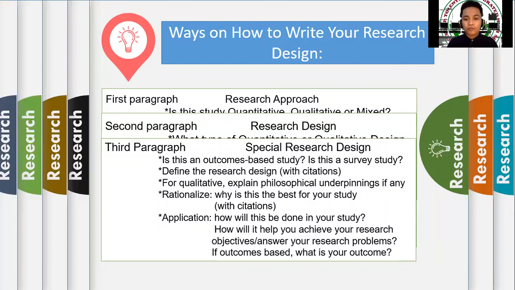What will be your output? So you really have to think it very critically, no? So when we choose a research design, it's not just that I want quantitative, I want qualitative, or I want mixed. No. You really have to think it very wisely in order for you to answer your research question correctly, in order for you to come up with a very good study, right? So all of that is in the research design.